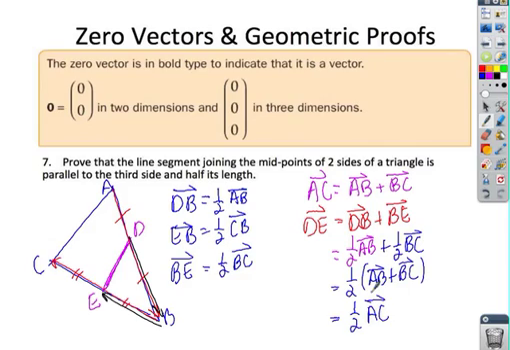So what we're saying here now is that DE is equal to half of AC, so that means it's half the length of AC, and if it's equal to any scalar multiple, it's also parallel. So that proves that it's parallel and actually half the length.